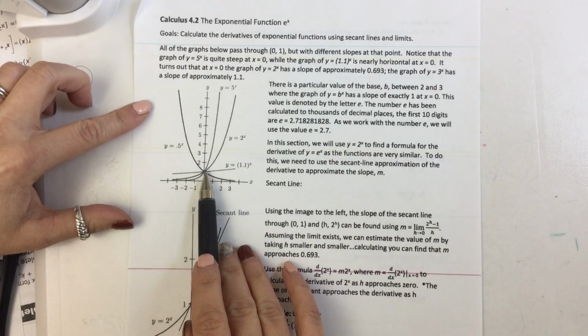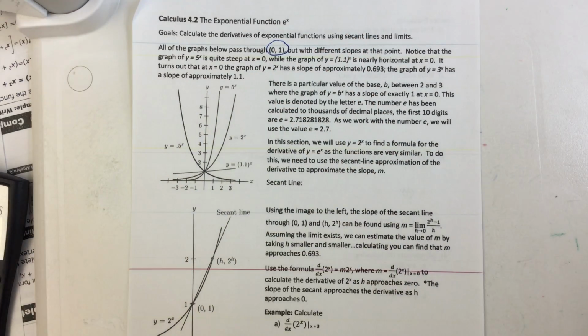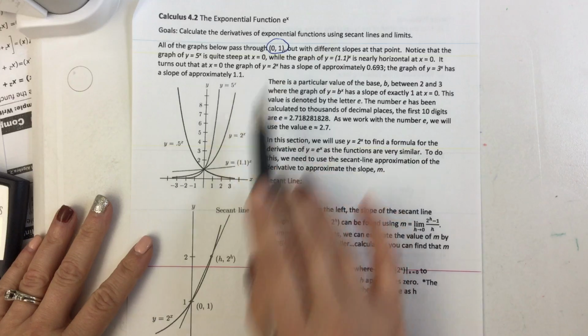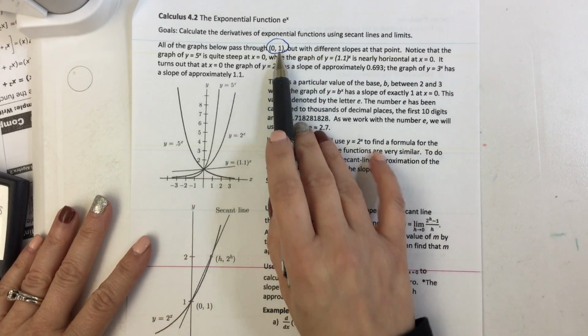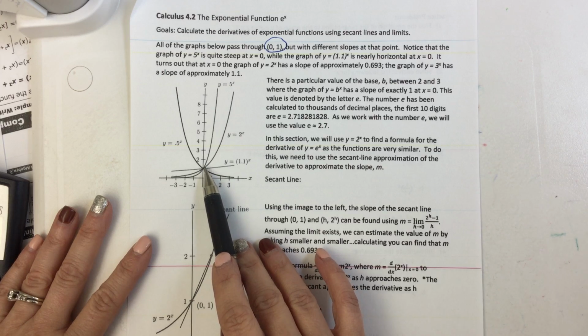Every single graph will touch at the point 0, 1 because any exponent to the power of 0 gives 1. Like 5 to the power of 0 would be 1, 2 to the power of 0 would be 1, 1.1 to the power of 0 would be 1. That's why all of these lines have that one point in common.